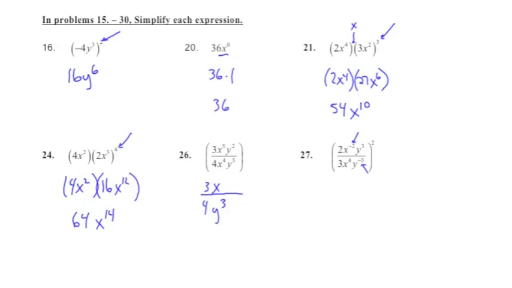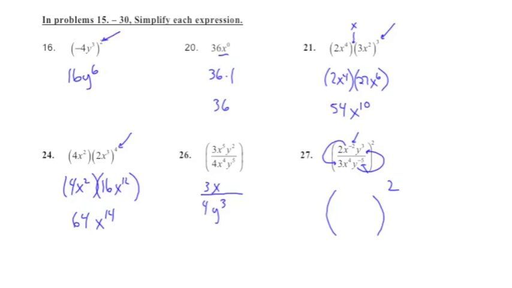So what that tells me to do is, if this x started out in the numerator and I have it as a negative exponent, I need to move this term down to the denominator. And this y had a negative exponent on it, so what that means is I need to move this factor up into the numerator. So let's take a look and rewrite this problem.